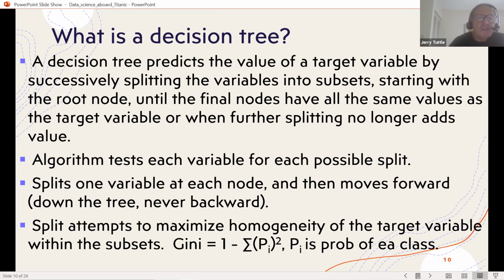So at each node, we split one variable, and then we move forward, which is down the tree, never backwards. And there are various measures of how we define what's the best way to do the split. Generally, you're trying to get as homogeneous a grouping of the target variable within the subsets. And this is one formula to do it, called the Gini ratio.